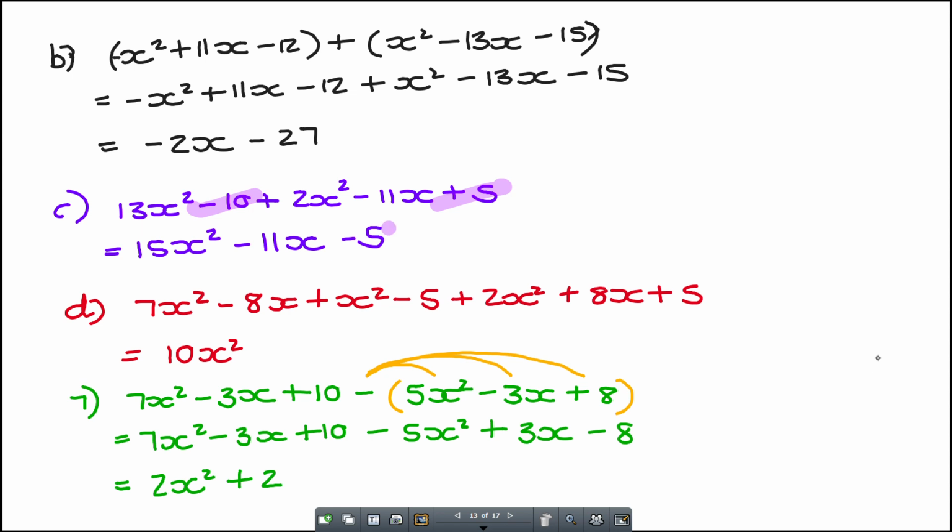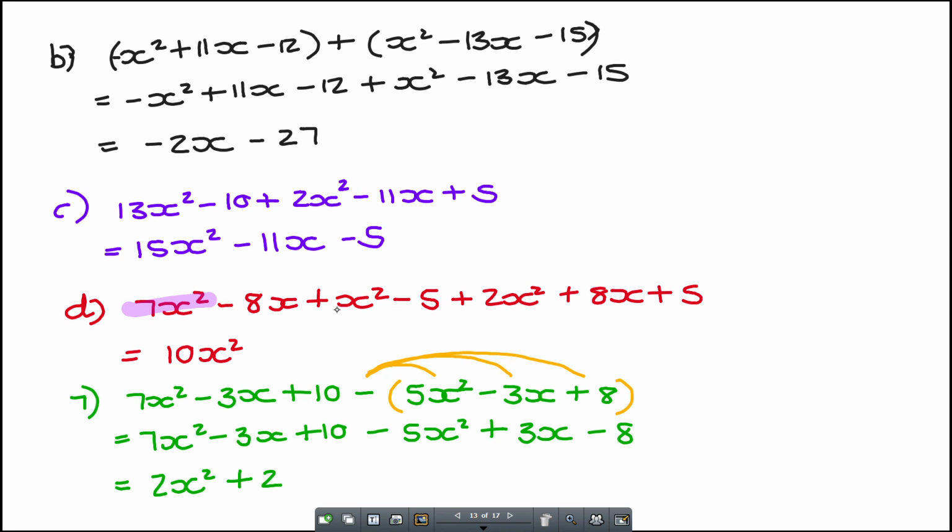Any questions? Okay, now at D, same thing. We had 3 different brackets, but again, there was a plus in front, so none of it changed.